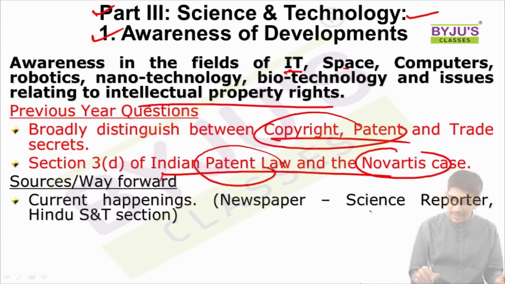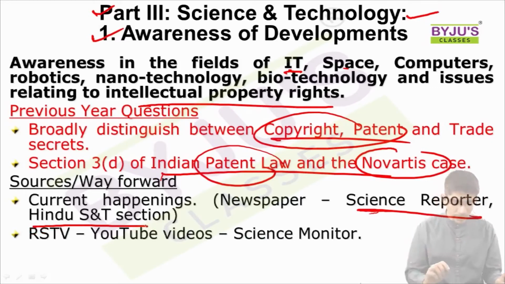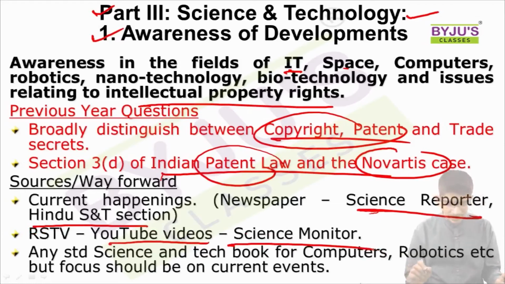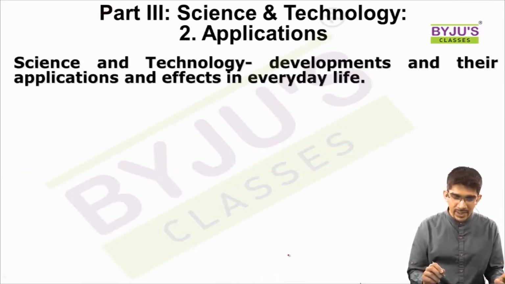So for current happenings, newspapers such as Science Reporter are a good source. The Hindu has a science and technology section which usually comes on Thursdays, another good source. We have YouTube videos called Science Monitor, another good source. Any standard science and technology book on computers, robotics, etc. should be enough for the basics, for the concepts, but you have to keep up to date on the current events as well.